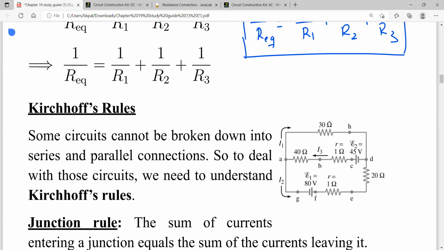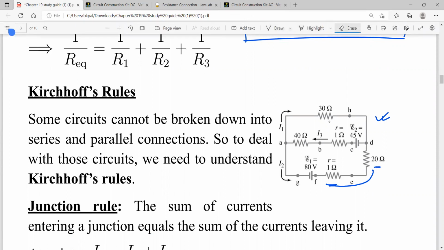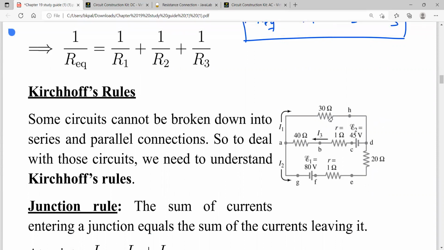Now, the series resistance and the parallel resistance are not enough when we have a complicated circuit, something like this. Here you see that resistances are connected both in series and parallel in one circuit. For example, you can think that this resistance and this resistance are connected in series, and then there is some other complicated combination which is very difficult to understand if we just want to use the series and parallel combination.